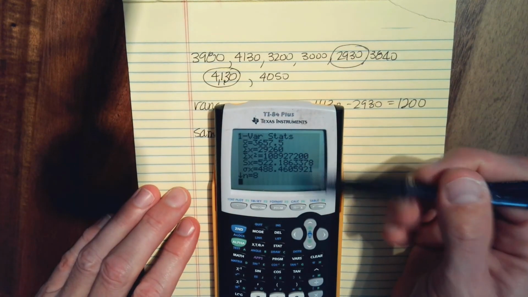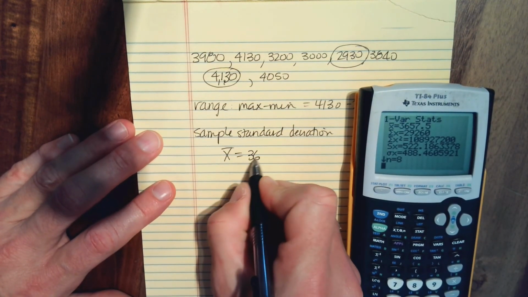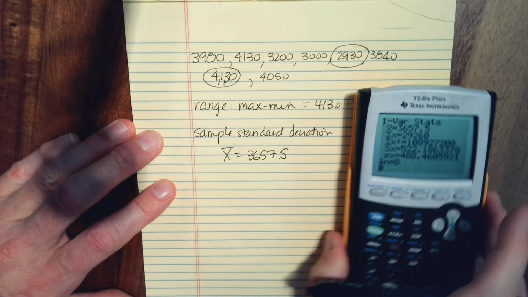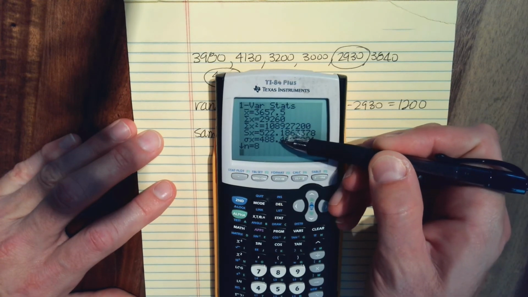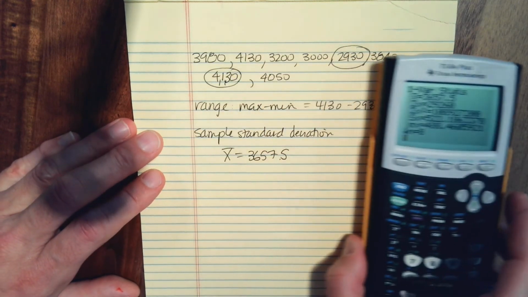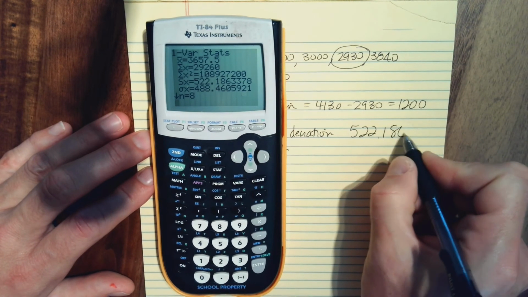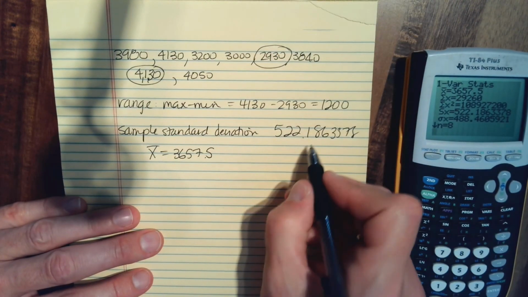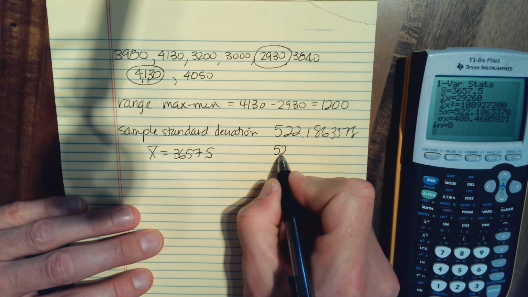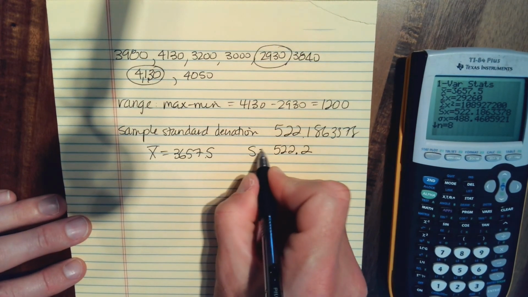And so I get a whole list of calculations, including the mean, the sample mean, which is 3657.5. And then I get two values for standard deviation, the sample standard deviation and the population standard deviation. I was told that this is a sample, so I want to use the first value, which is 522.1863378. In this particular homework assignment, we were told to round to one decimal place, so I would say that was 522.2. So this is s, the sample standard deviation.